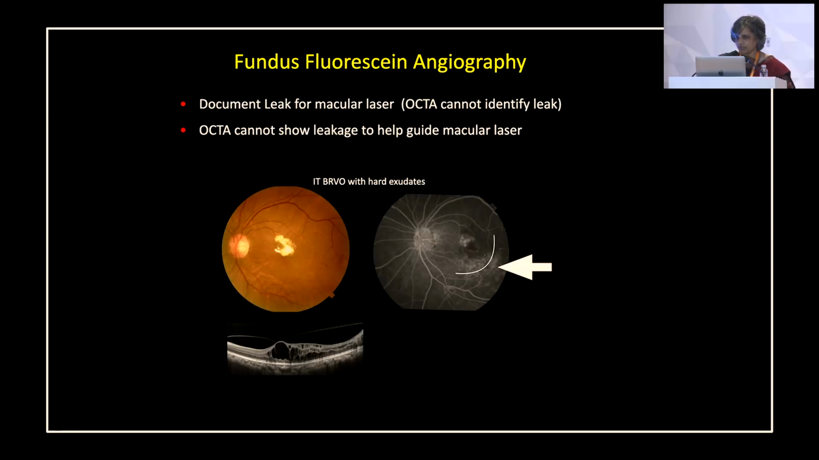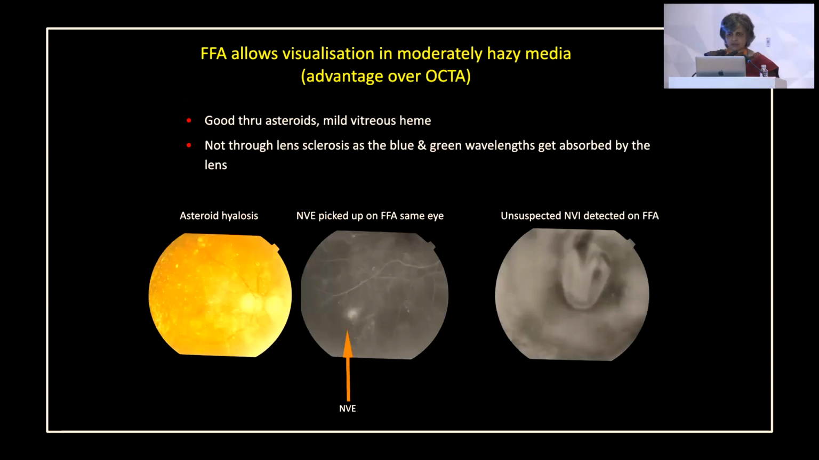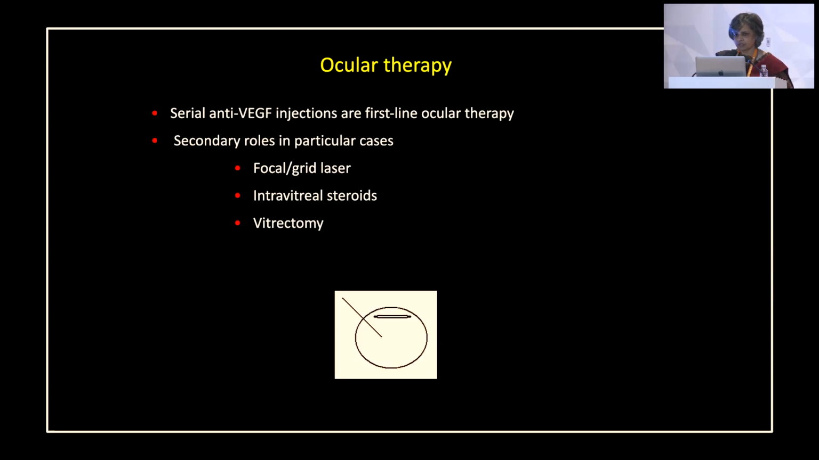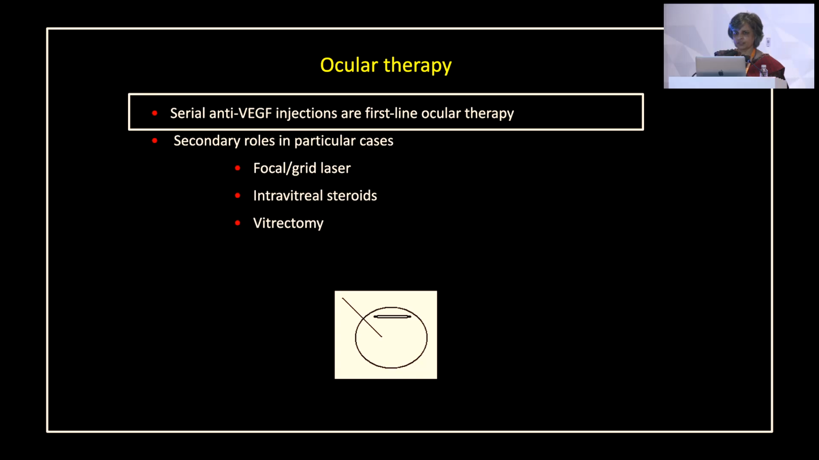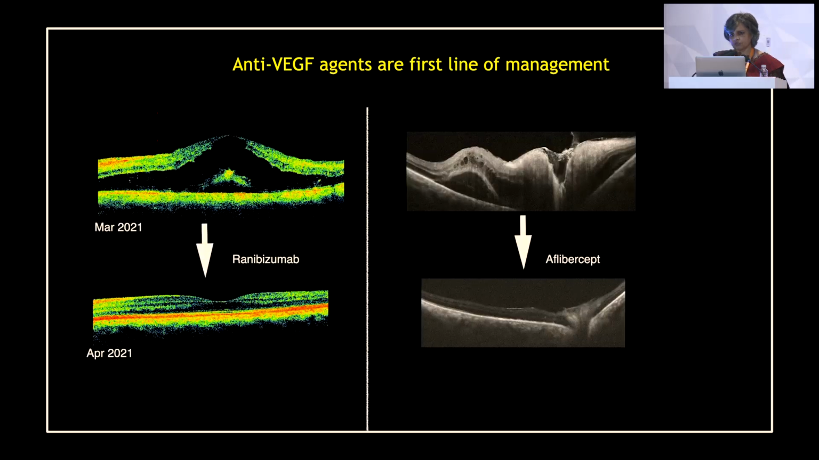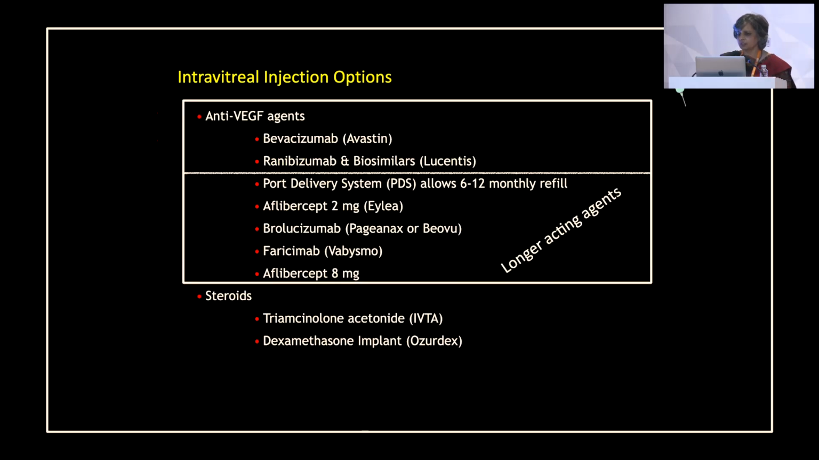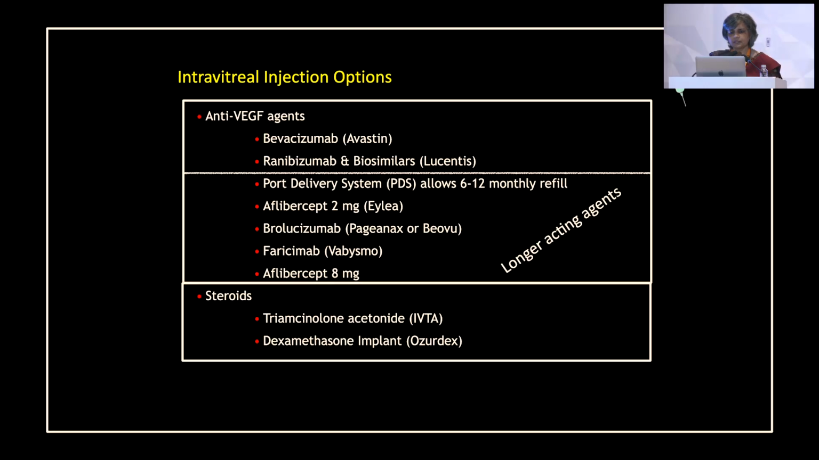So fluorescein has a very important role in many cases and also can pick up new vessels where the view is poor, even new vessels on the iris showing leakage on the right side. Treatment for all macular edema is serial anti-VEGF injections, and the secondary role is laser, steroids, vitrectomy. Anti-VEGF agents give very good results, and these are the agents available.